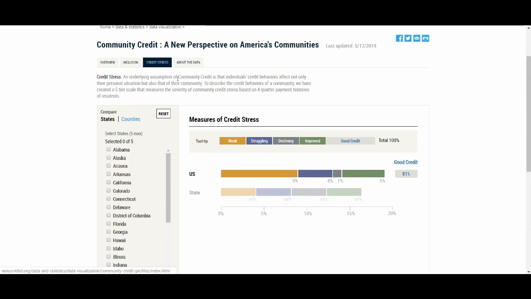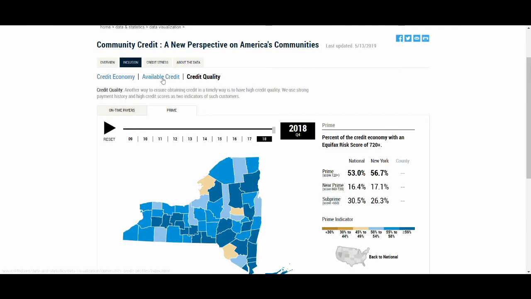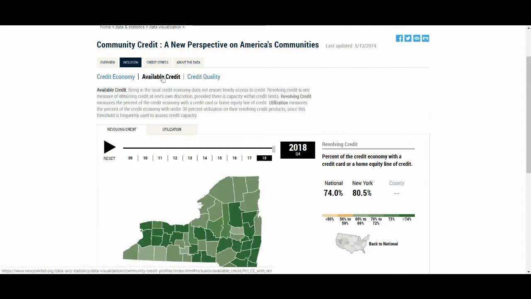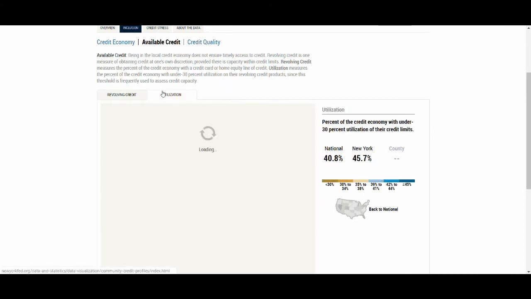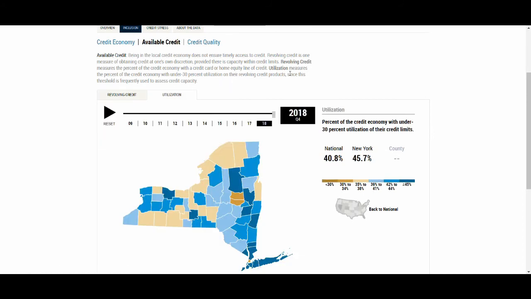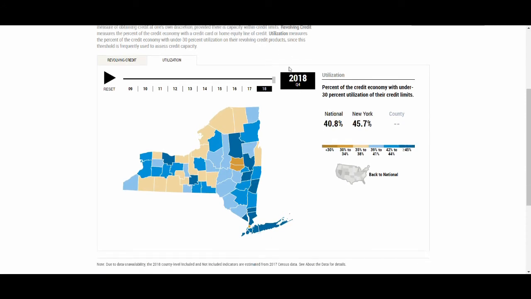Actually, no, I would not like to look at credit stress yet. I want to take a look at the availability of credit based not just on revolving credit, but also on utilization. So the availability of credit based on utilization. Percent of the credit economy with under 30% utilization of their credit cards. Again, you can see that the suburbs around New York are very good in this sense, with like 45% and more of them within under 30% of their credit limits.